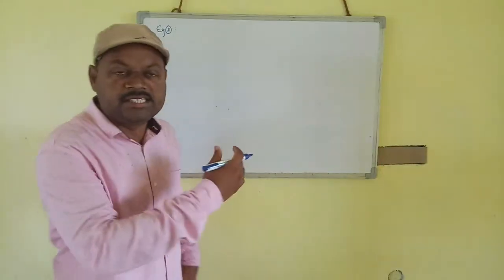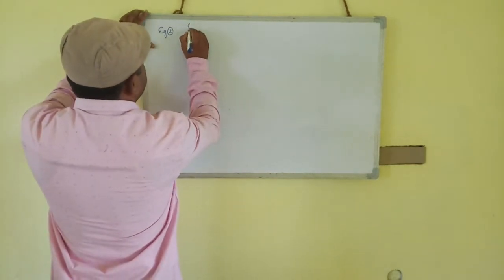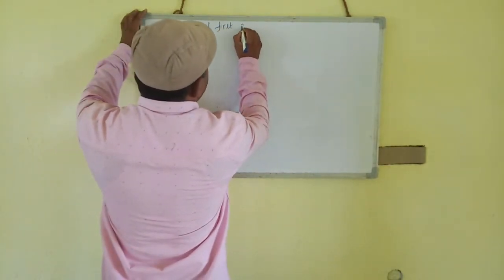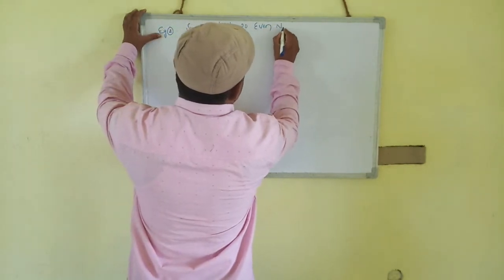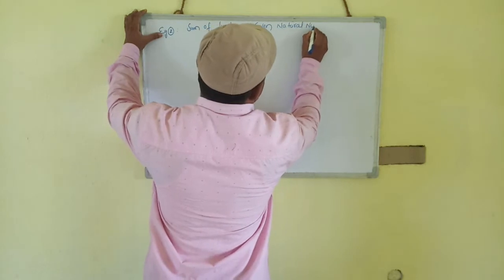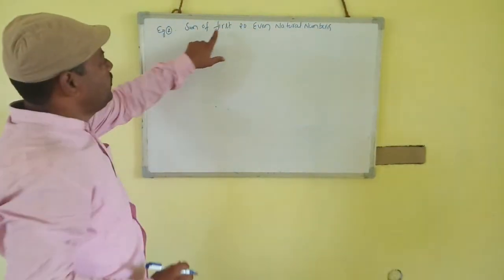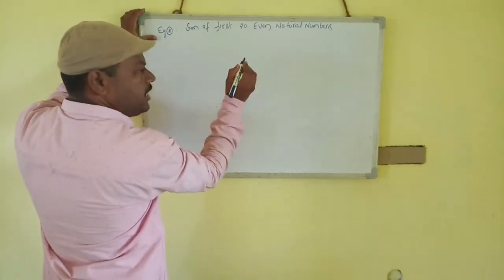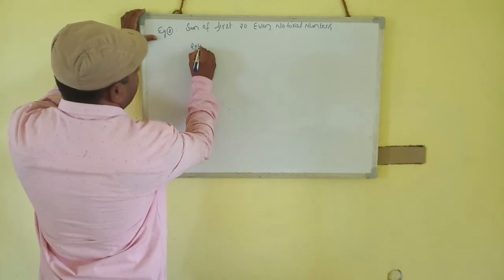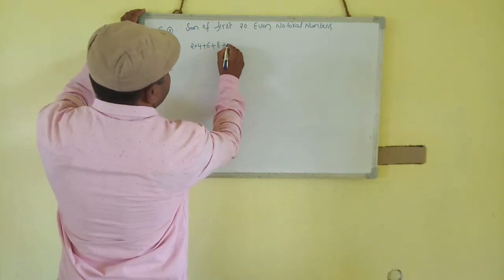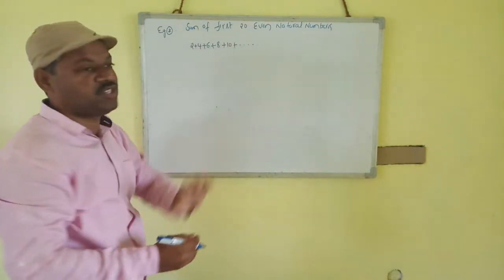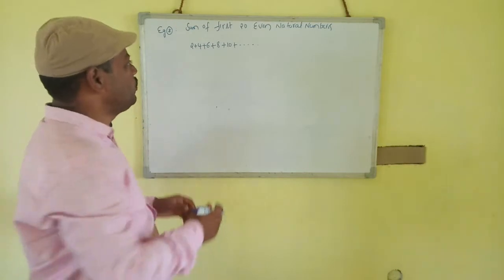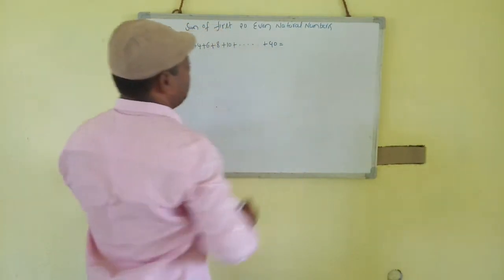Okay, students, next, example 2. Find the sum of the first 20 even natural numbers. That means the first even number 2 plus the second 4 plus 6 plus 8 plus 10 and so on up to the 20th even natural number. What is the 20th even natural number? 40.